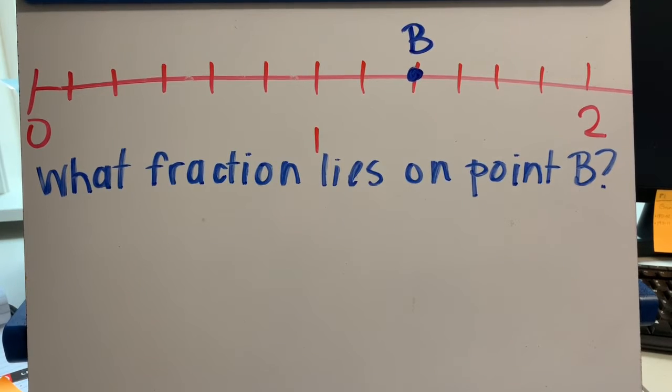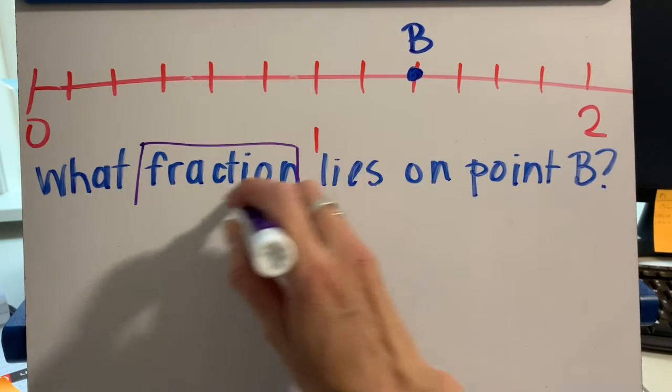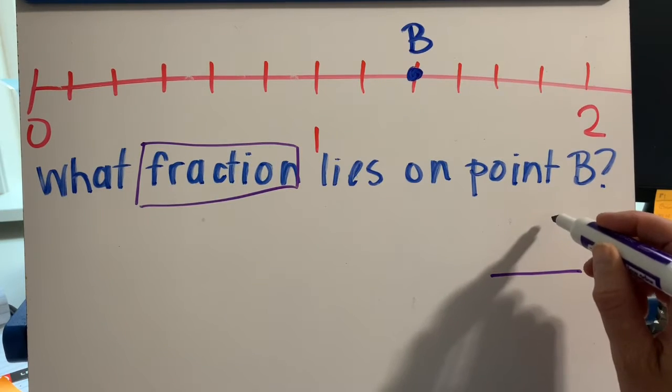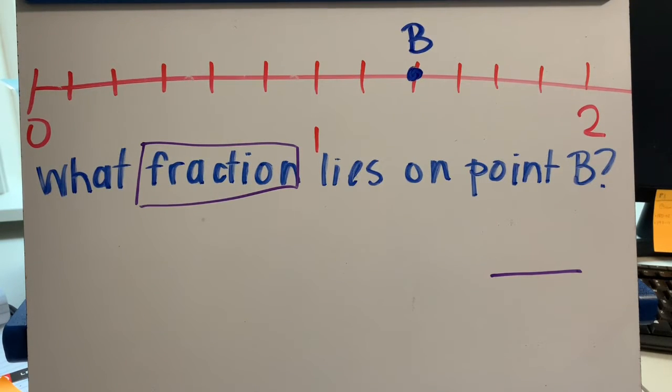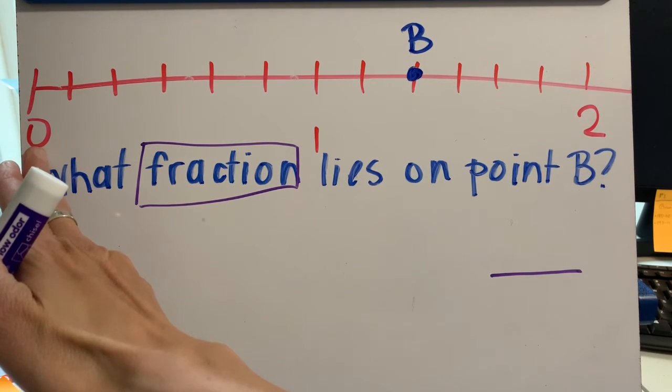I wanted to give you a different look at the same kind of problem. So here again it says, what fraction lies on point B? I see point B right here. Again, I see the keyword fraction, which means I need a number in the numerator and a number in the denominator no matter what. So again, I have myself a number line, and again, I want to start at the 0 because number lines always start with 0, or even rulers.